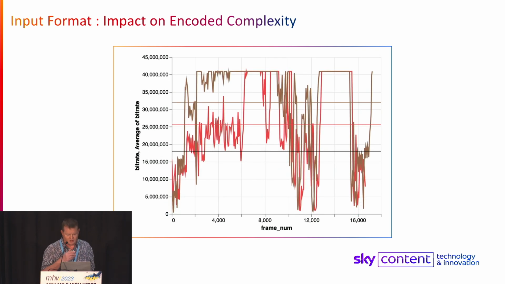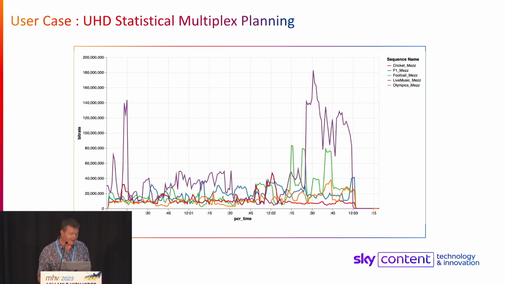We provide a very good example of this, where the SDI input is shown in gold here, and the IP mezzanine is shown in red. It's clear that the SDI encoded content used far more bits to encode the sequence and was reaching the cap of 40 megabits more often.